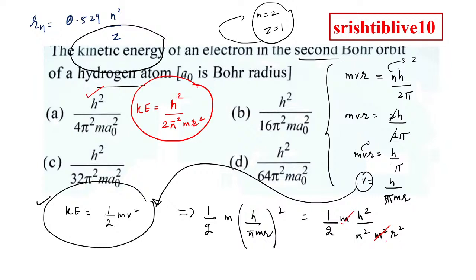Yes or no? This is the formula. Okay, great. So can I say that this 0.529 is a naught, that is Bohr's radius? So our formula is basically Rn equals a naught times n square by Z.